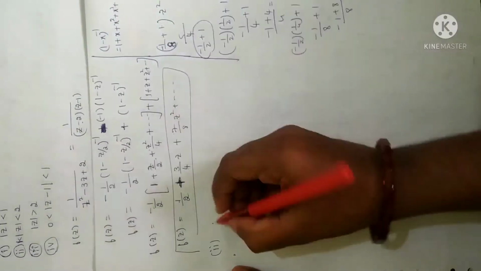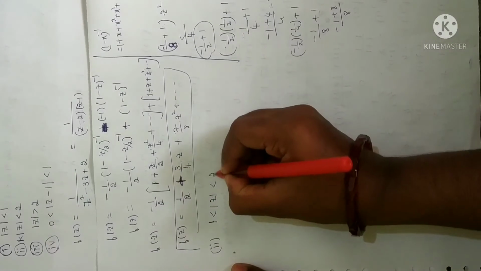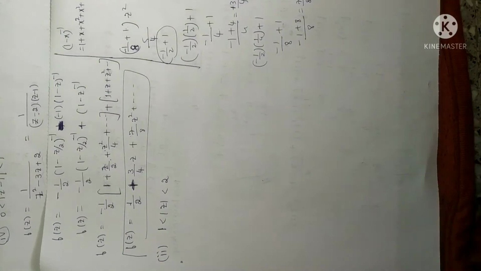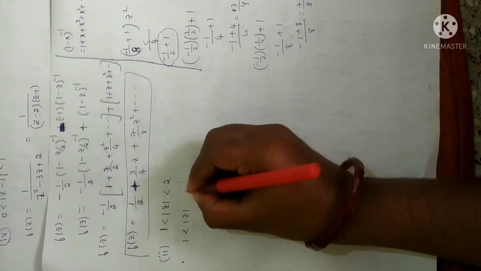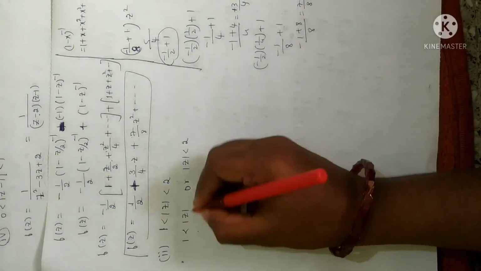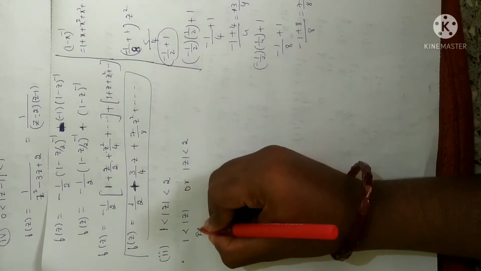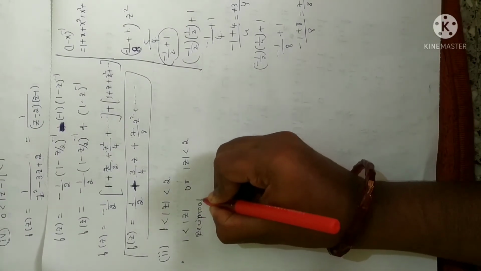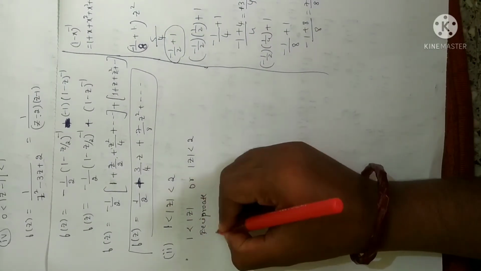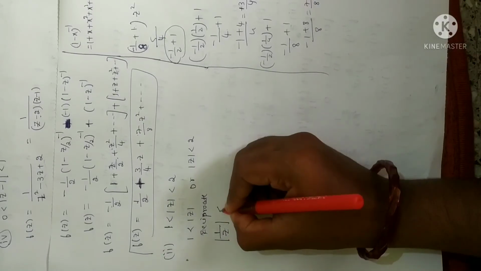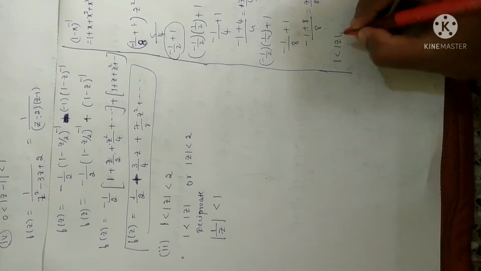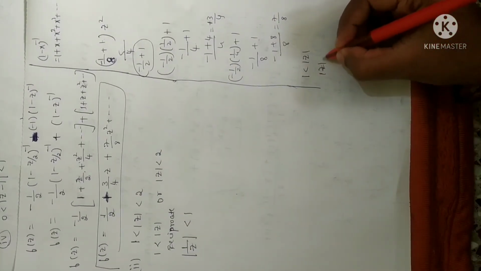I'll just write here: 1 less than mod z less than 2. This is the given data. Now let me simplify this. The meaning of this expression is, first condition, 1 less than mod z, and second, mod z less than 2. I will rewrite this statement by taking the reciprocal. So 1 less than mod z can be written as mod z greater than 1.